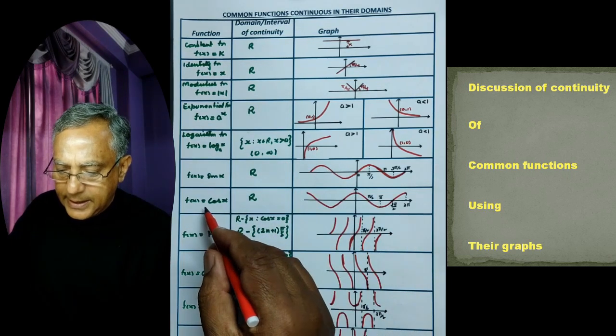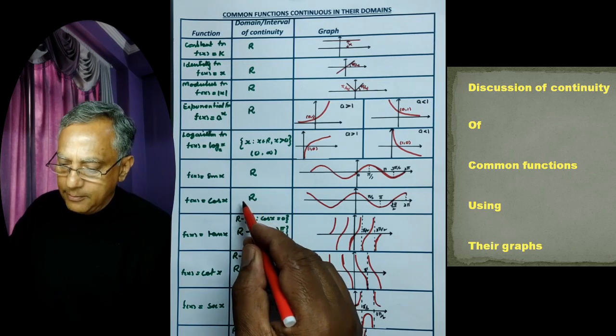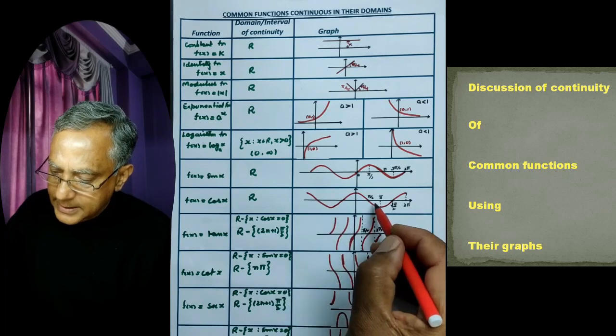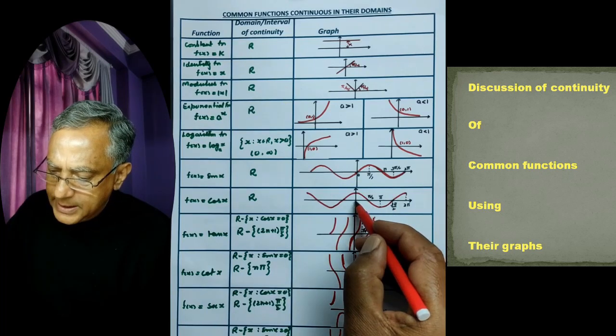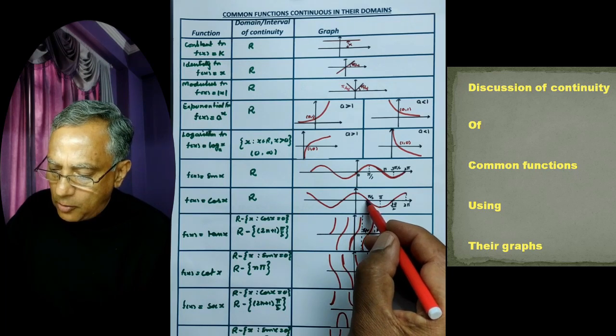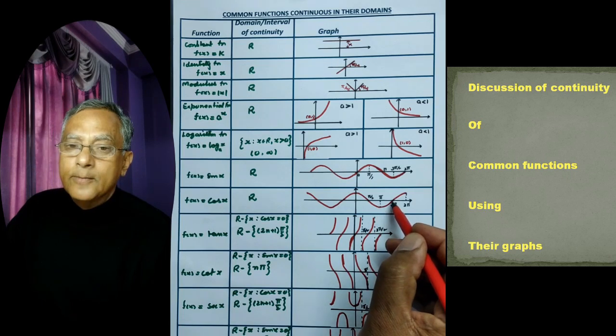Cos x is again defined for all real numbers, and the graph is this. At x equal to 0, cos 0 is 1. Cos of pi by 2 is 0. Cos of pi is minus 1. And cos of 3 pi by 2 is 0.